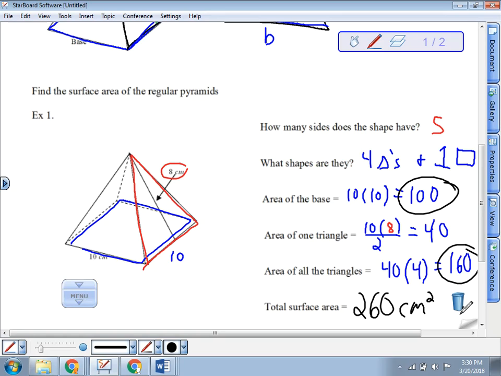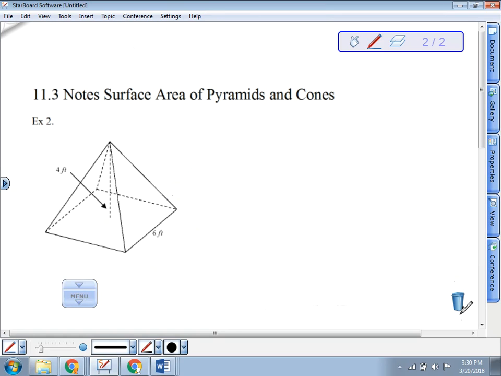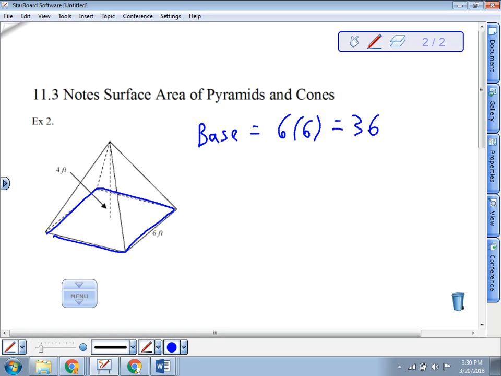Let's take a look at an example that's a little bit more difficult. So this one, you can see our base. It's a 6 by 6. So I'm just going to write that over there. Base equals 6 times 6, which is going to give us 36. Now, our triangle. Let's say we're going to try to find this side right here. We do not know the slant height right here.